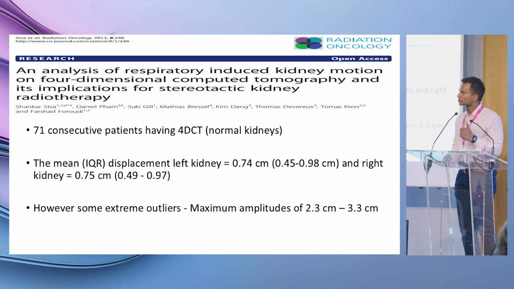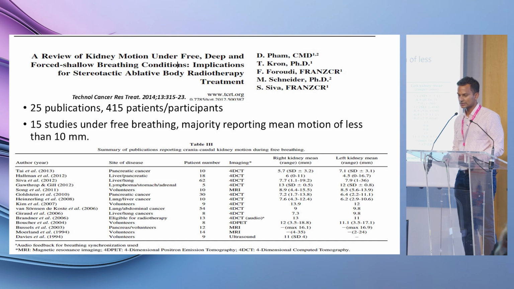There are some extreme outliers, though. In the 71 patients, we did see that there were patients who had movements of 2 to 3 centimeters in size. This smaller group was about 10 to 20% of the patients. These are the ones that we need to keep a very close eye on and use some more advanced motion management techniques.